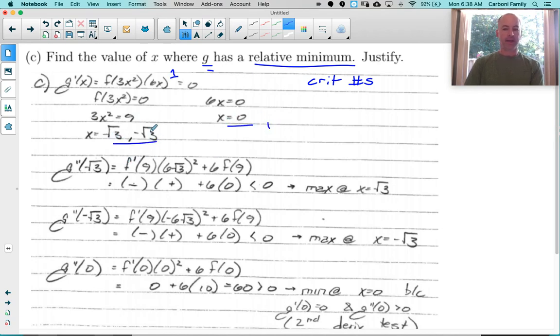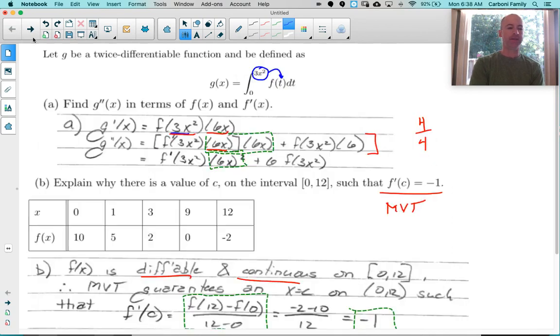And then I chose to go the second derivative test. The justification in the scoring guideline I thought was really weak. All they said was that there is a minimum at 0 because G prime changes from negative to positive, which is true, but the scoring guidelines didn't have any work whatsoever to support it. Because in part A, we have the second derivative.